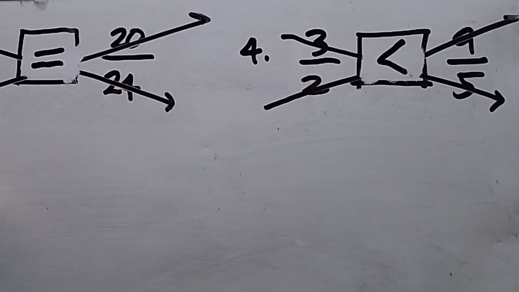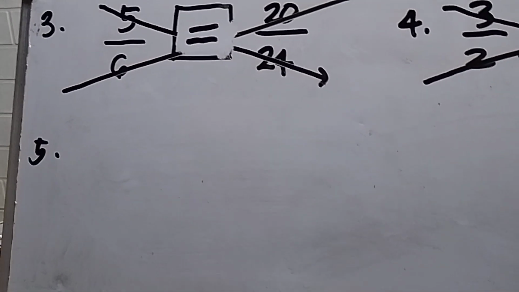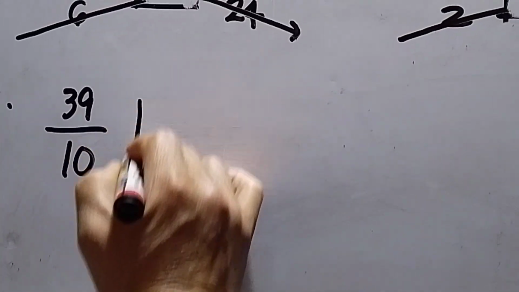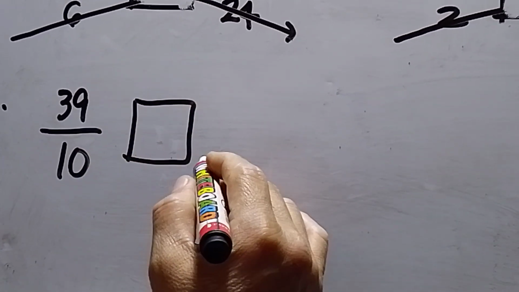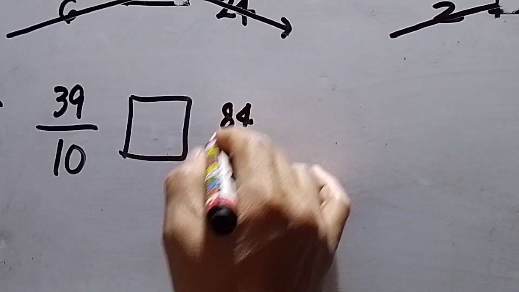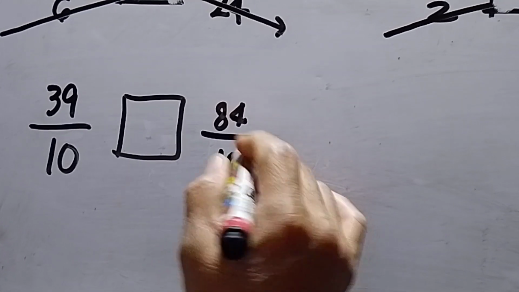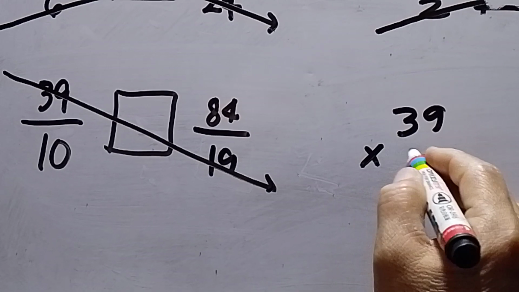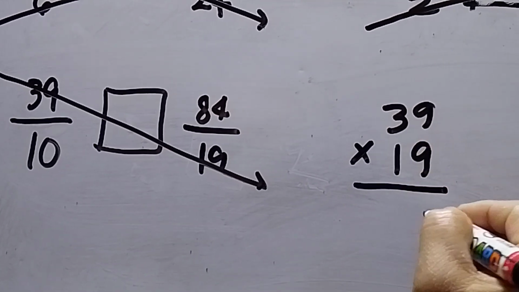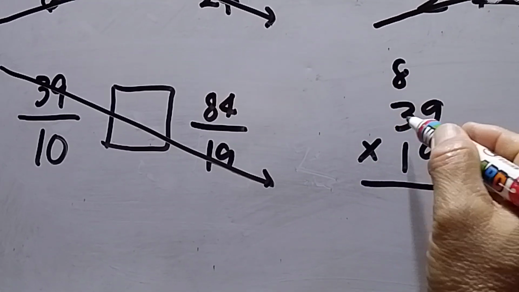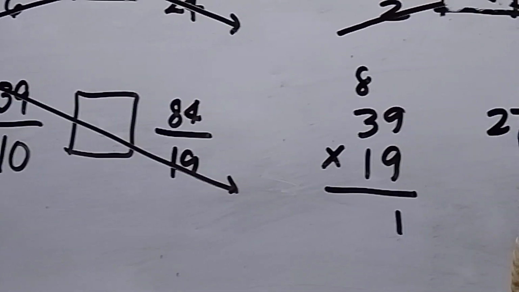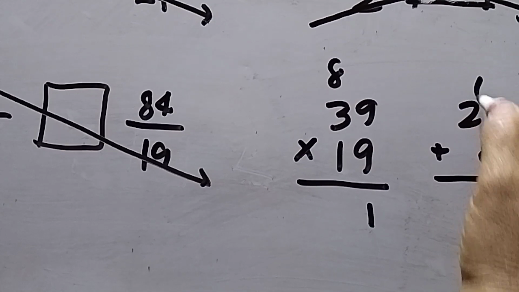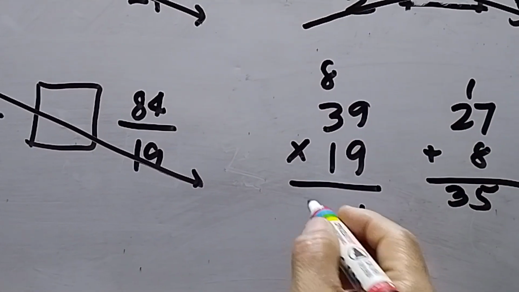How about number 5? Number 5 is 39 over 10. And then 84 over 19. Cross multiply this one. So 39 times 19. 9 times 9 is 81, carry 8. 3 times 9 is 27. 27 plus 8 is 35. So this will be 35.